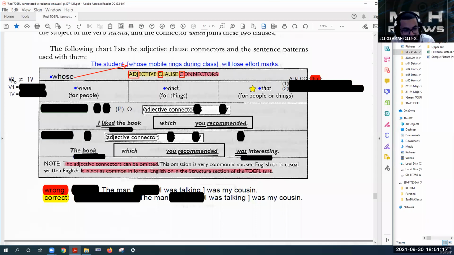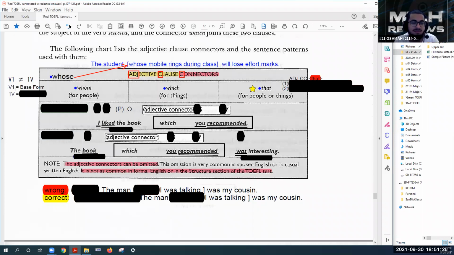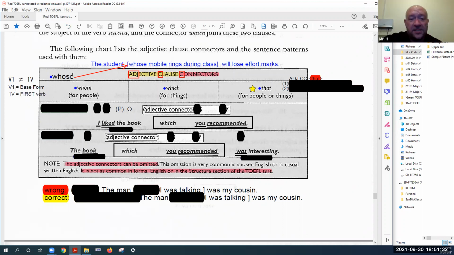Now, B1 does not equal 1B. So everybody, what is B1? Verb 1. The basic verb form. Base form. What is 1B? The first verb. First verb. So we've got two formulas here.